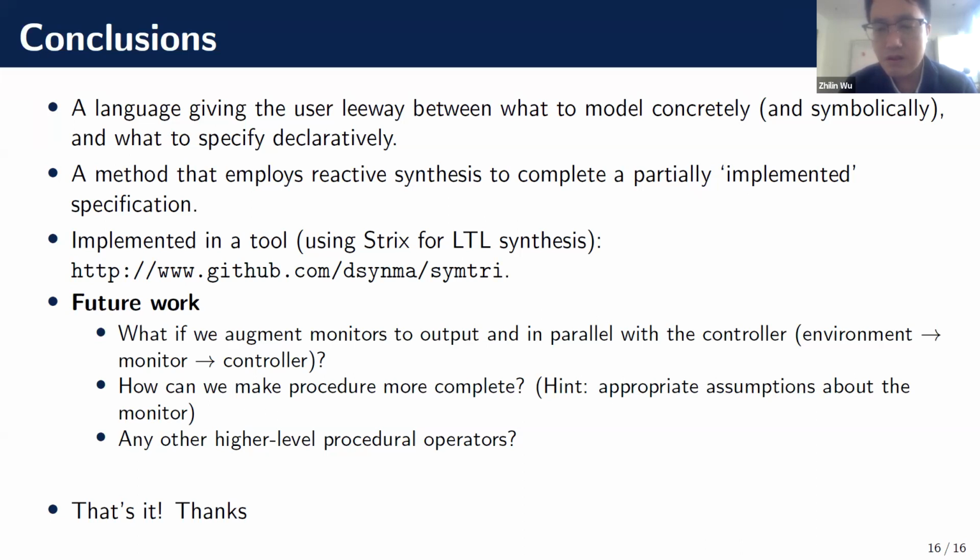Okay, so my first question is, since you have an implementation, which kind of case studies have you done? We have tried this on 2 case studies. The case study I mentioned with the robot, which has a substantial amount of environment assumptions, and we also had a case study from SYNTCOMP, where Strix failed.